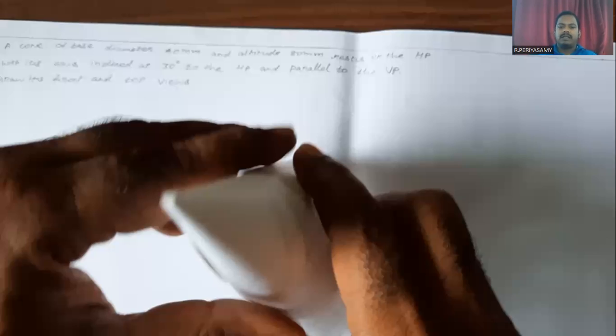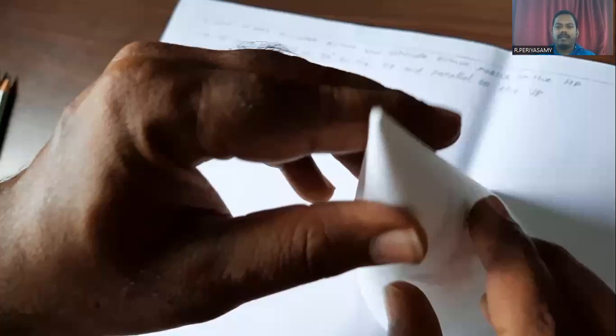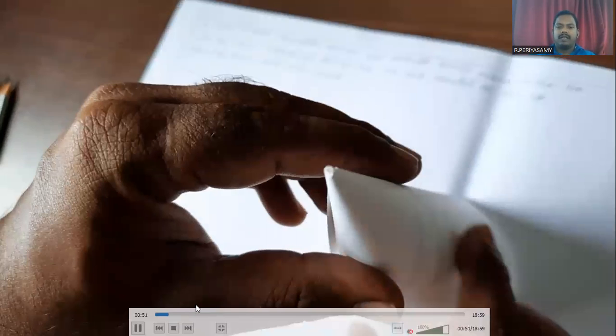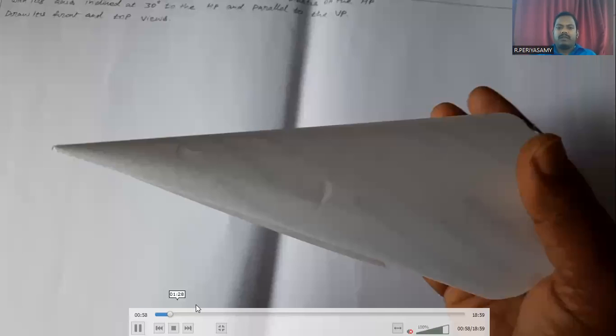In this concept, we will discuss the problem. This is a cone. The base is the cone base circle. The outer surface is called the generators. The top portion of the cone is called the apex or vertex. In this case, the cone base rests on the HP. Next, we have to draw its front view and top view projections.